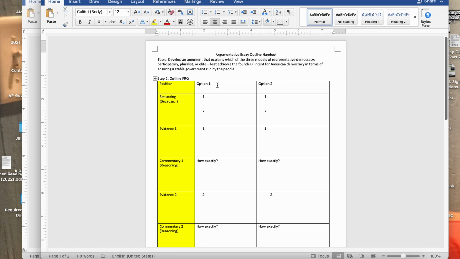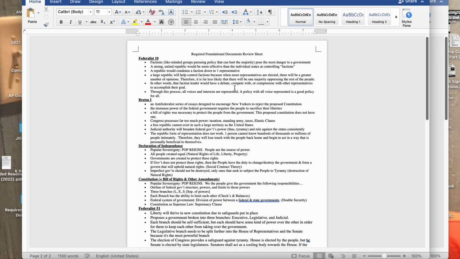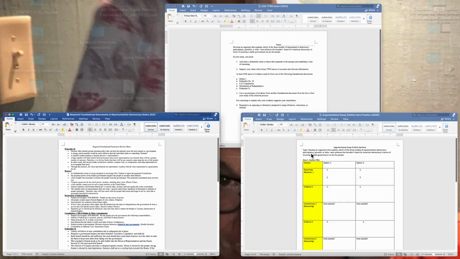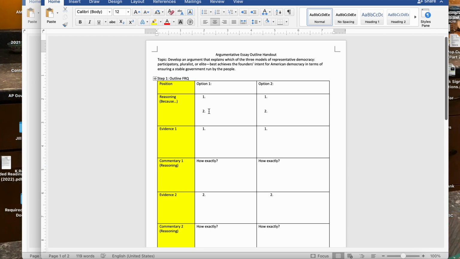So what you want to go is, it is my belief that a participatory democracy best represents the founder's intent for American democracy because, and then you want to kind of go back here and say, okay, if this is what the framers wanted, this is what their themes were, then I believe that this choice best epitomizes or represents popular sovereignty or the preservation of liberty, whatever it is. It can be whatever 2 points you believe that this particular model of representative democracy does best, that would please the framers. And the same thing over here.